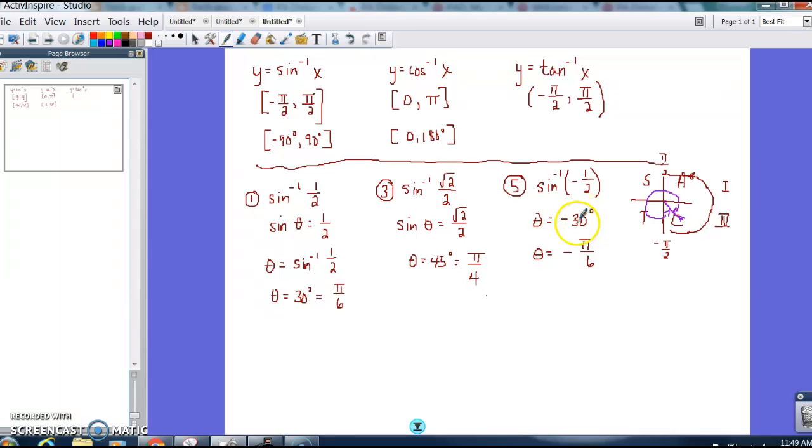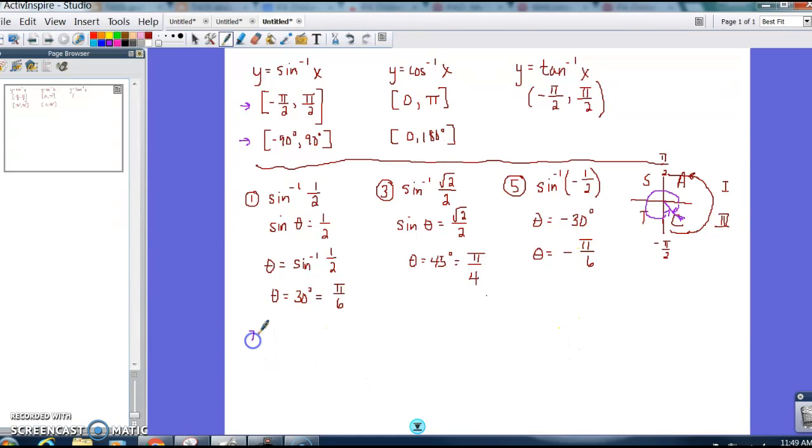And that's why your answer is negative 30 degrees instead of positive 330 degrees, because it has to be in this range. And that's why your calculator gives you an answer of negative 30 degrees, which when you change it into radians, it's negative pi over 6 radians.